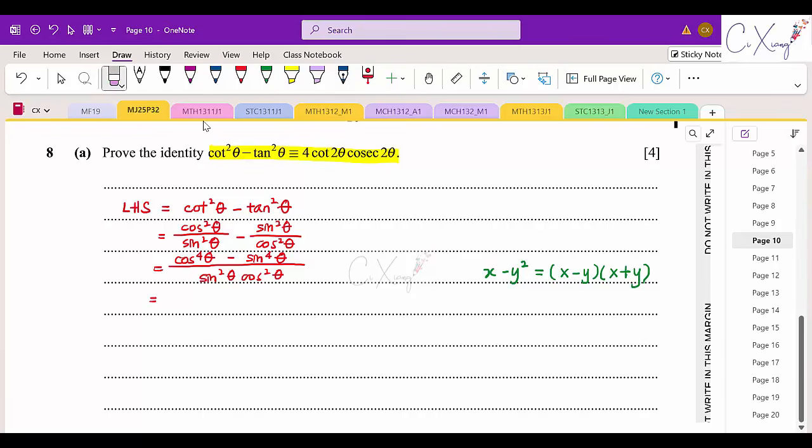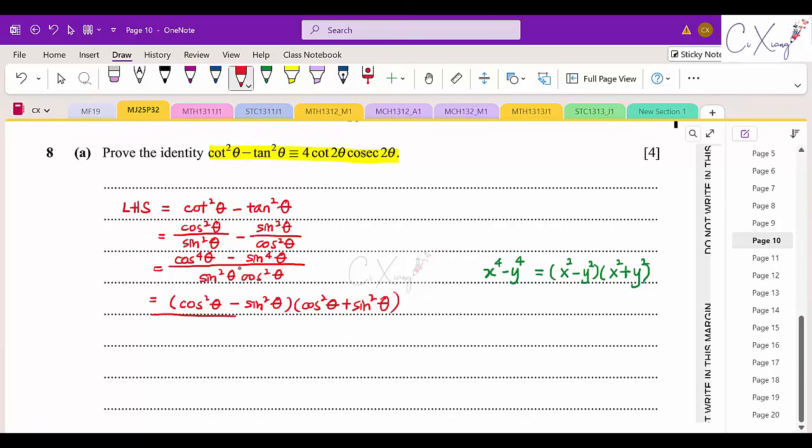Okay, but now we are having something with power 4. If I'm having x power 4 minus y power 4, then basically I can separate them into x squared minus y squared and also x squared plus y squared. Agree? Alright, and I want to apply this factorization to the numerator of my answer here. So if I factorize cos power 4 and sine power 4, I'll be getting cos square theta minus sine square theta multiply with cos square theta plus sine square theta.